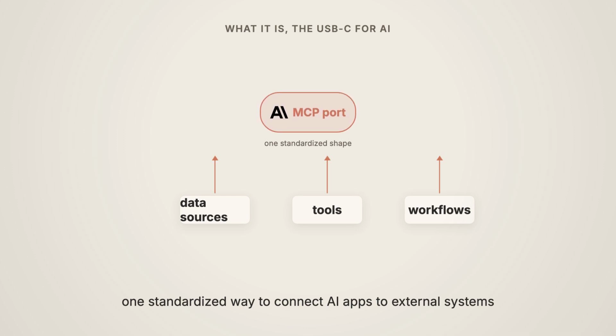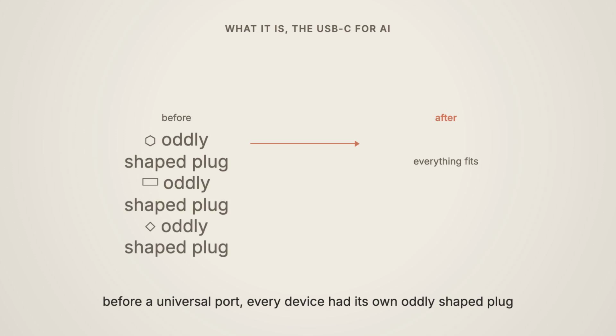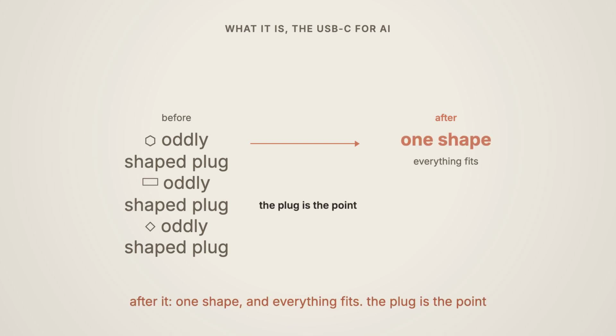The builders have an official analogy worth borrowing. Think of MCP like a USB-C port for AI applications. Just as USB-C gives one standardized way to connect electronic devices, MCP gives one standardized way to connect AI apps to external systems. Before a universal port, every device had its own oddly shaped plug. After it, one shape and everything fits. The plug is the point.